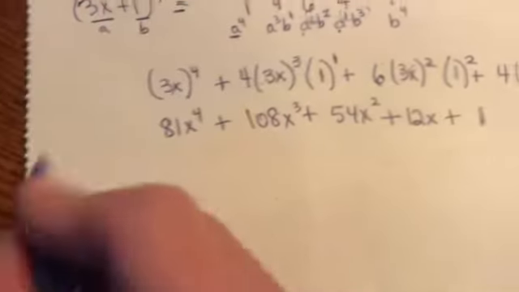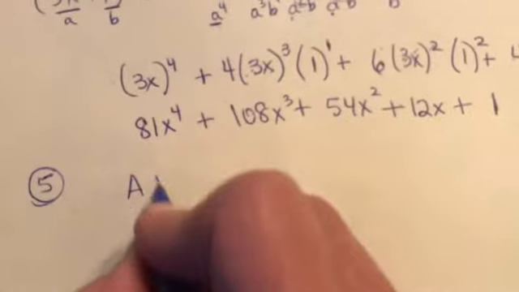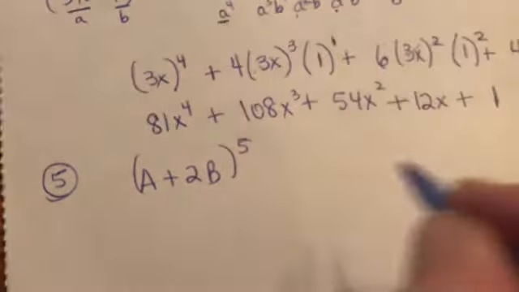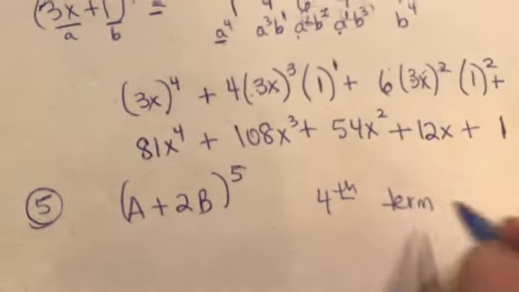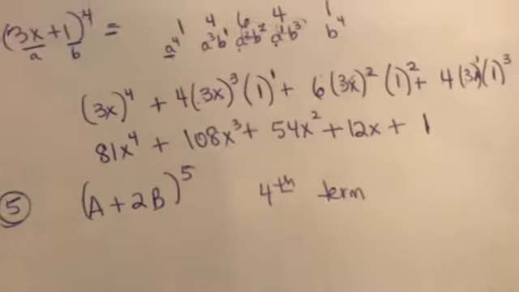Okay, number 5, I want to show you a trick, and this is great. What if it asks you something like this? It says a plus 2b to the 5th, but all it wants to know is the 4th term. How would you do that? Okay, you don't want to do the whole thing when all it's asking for is the 4th term.